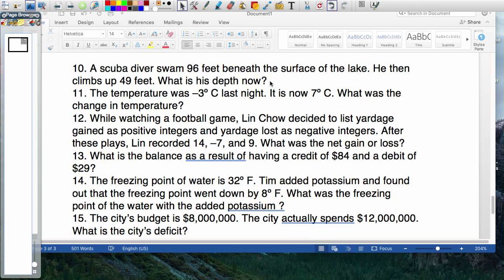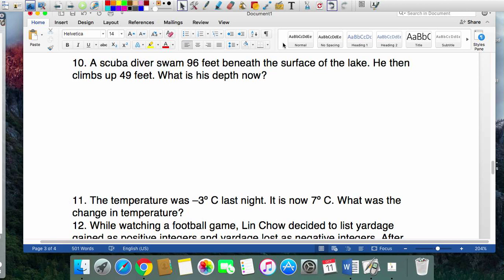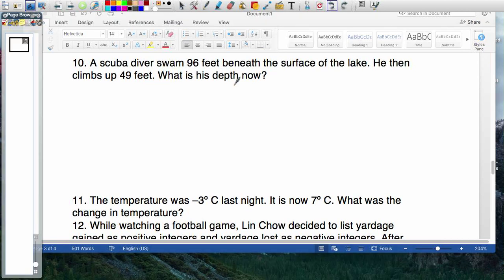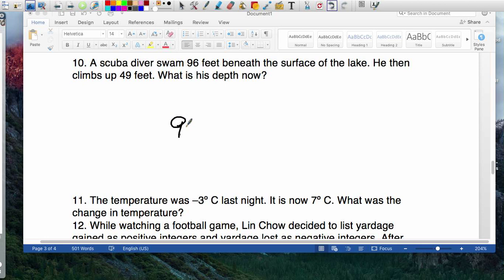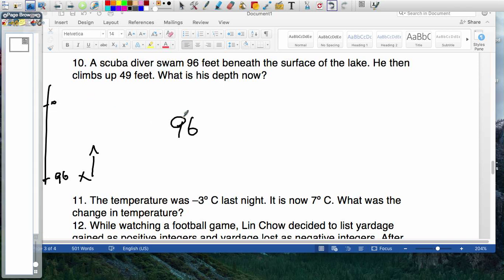10. A scuba diver swam 96 feet under the surface. It's pretty deep. So where is he? The start of the story places him, again, this is 0, this is him right now, scuba diving. He goes up 49 feet. Notice that he doesn't go all the way to 0, so he's still underwater. So his starting position is 96 underwater, and this is the start. What's the change? He's going up, so the change is a positive change.